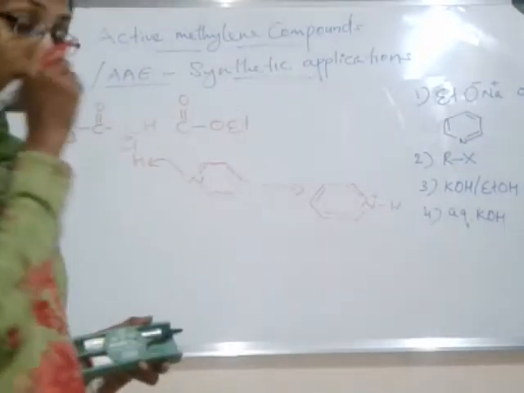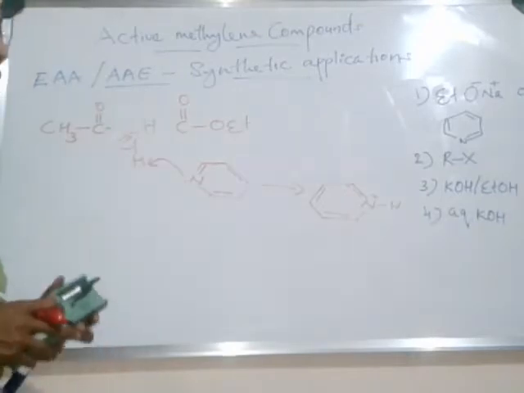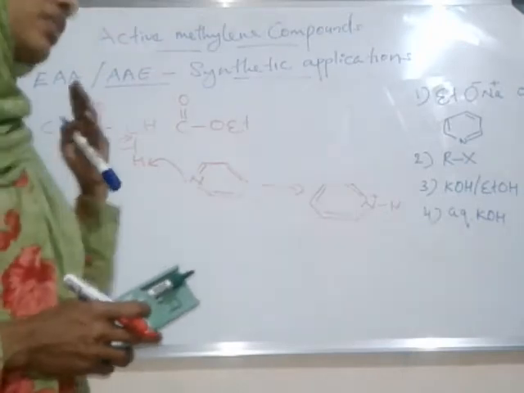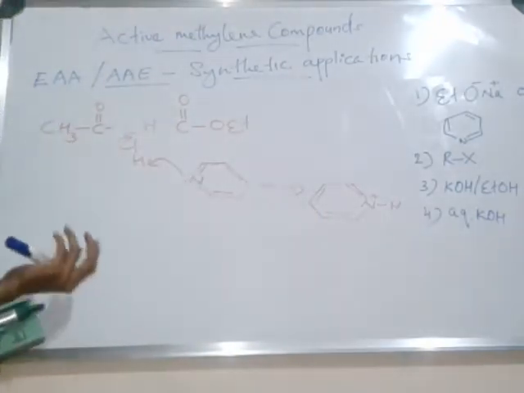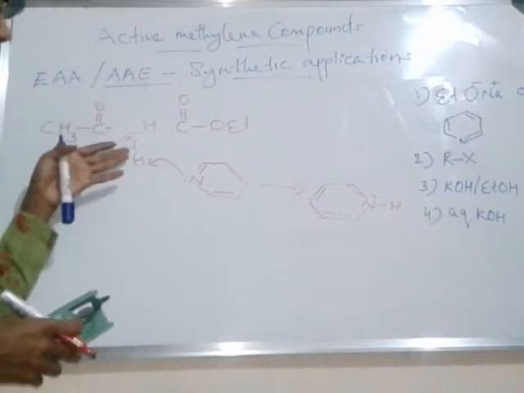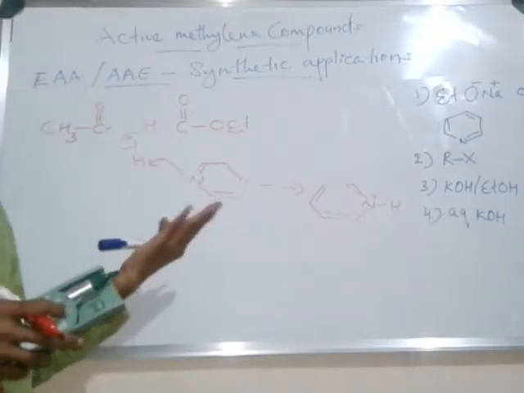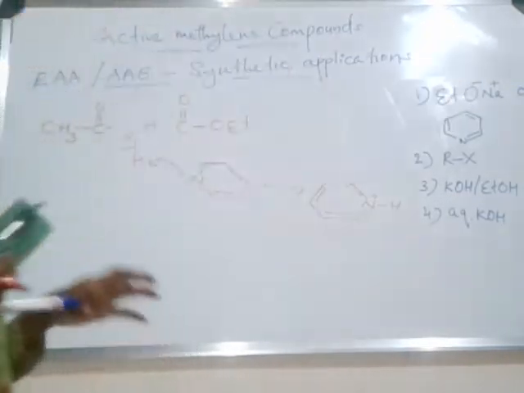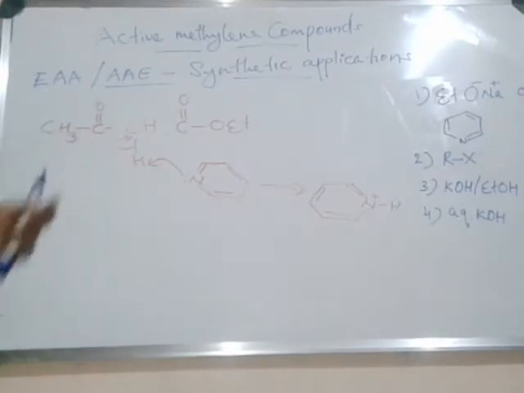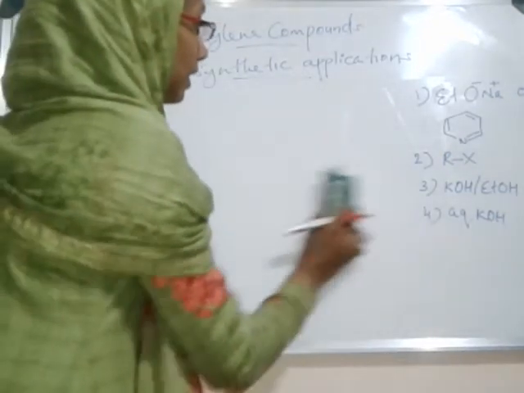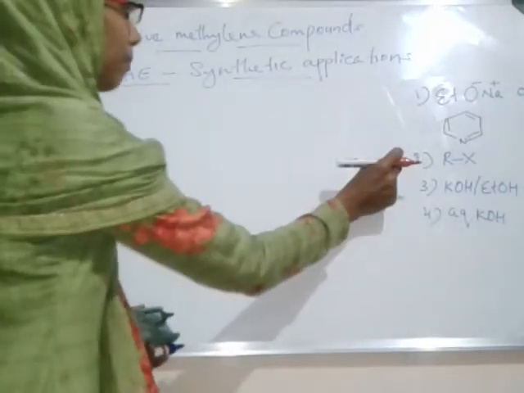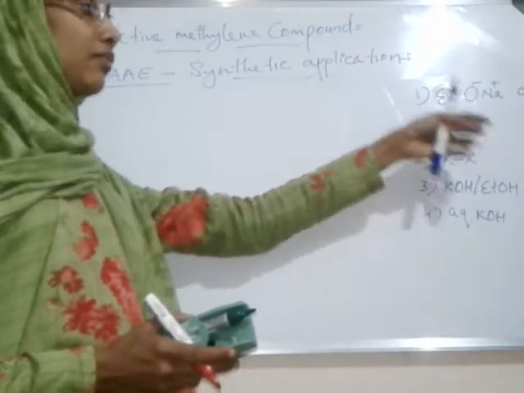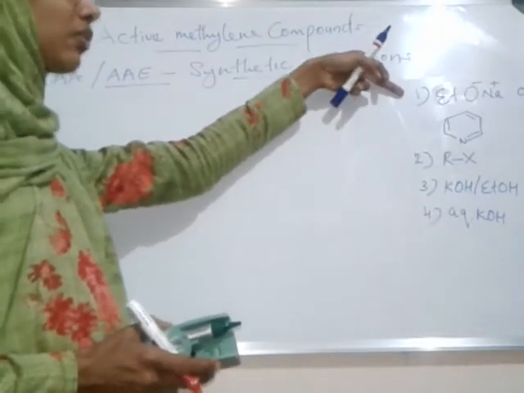We can use pyridine as a base to abstract this hydrogen if, in the second step, we use an aldehyde. That is, when we react it with an aldehyde, we can use pyridine as the base. In most of the other conditions, we can use sodium hydroxide or a strong base to remove the hydrogen. Okay. Then, what happens when it reacts with an alkyl halide? First, we must react it with the pyridine.